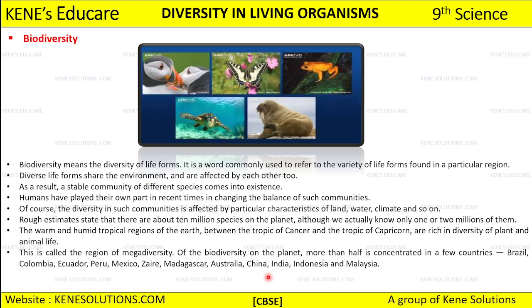Okay, at least try to remember 4 to 5 names here. India, China, Australia, Madagascar, Malaysia, Brazil, you can at least remember these names. Okay, so this was all about biodiversity. I hope you are clear with it.